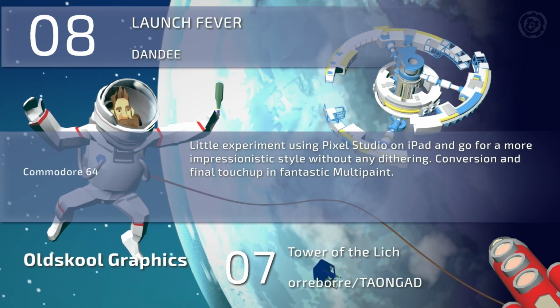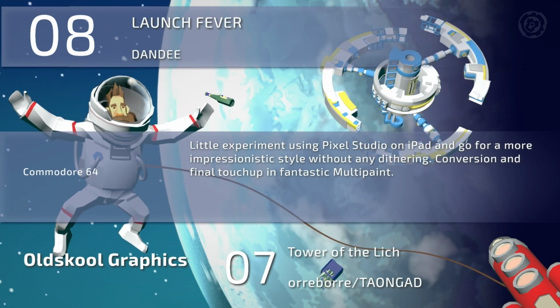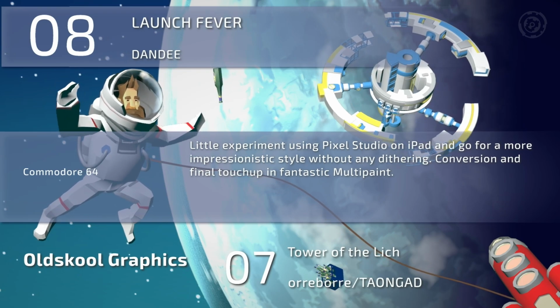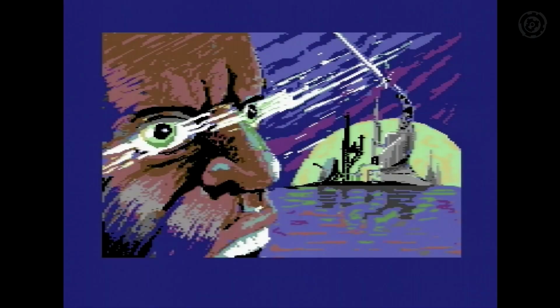Launch Fever by DaNDeE. This is a C64 picture again. Let her experiment using Pixel Studio on an iPad and then going for an impressionist style without any dithering and converting in multi-paint. And yeah, that's interesting, because when you're converting stuff down into a more restrictive palette, you often run into some issues of color clash and other things. This has managed to avoid them quite well.